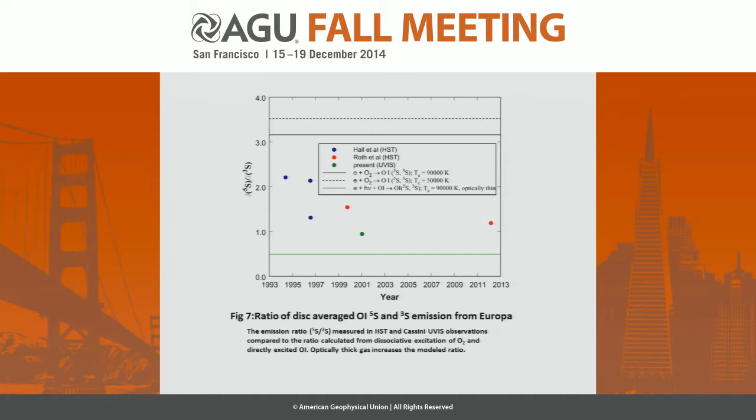So looking at the ratios which determine whether you've got O2 or O, from E plus O2 at 90,000 degrees, you've got this solid black line across here. The ratio is above 3. If you lower the temperature, the ratio goes up. This is the optically thin ratio for E plus O. So the observed ratios all fall in between, right? But not very much above 2 here.